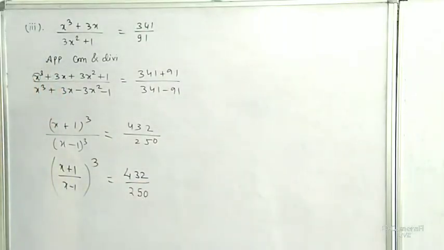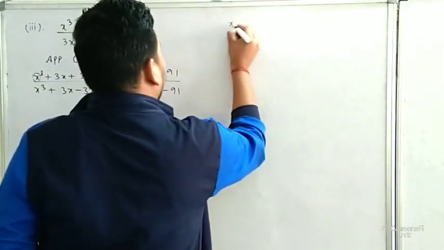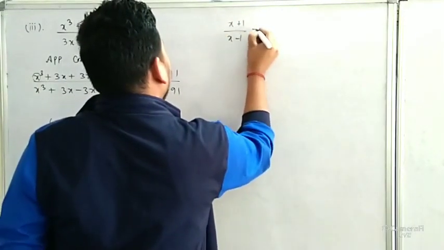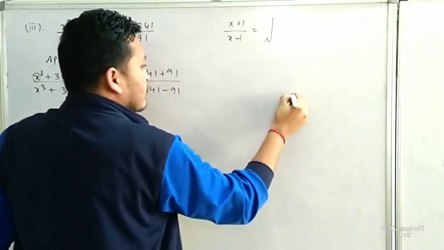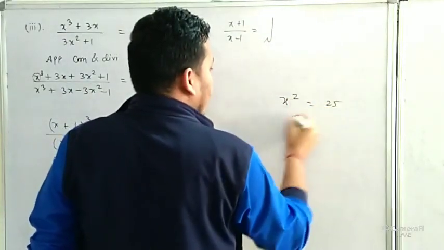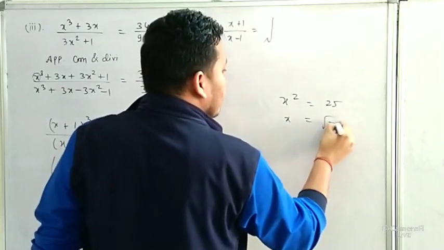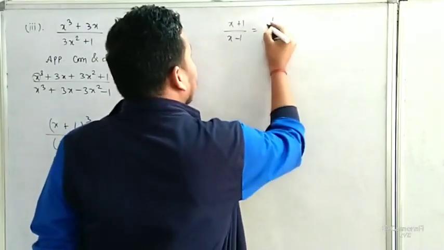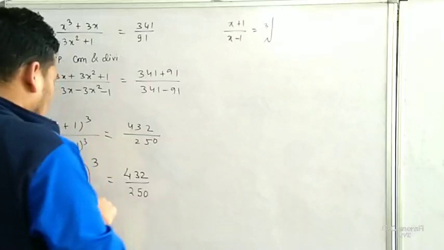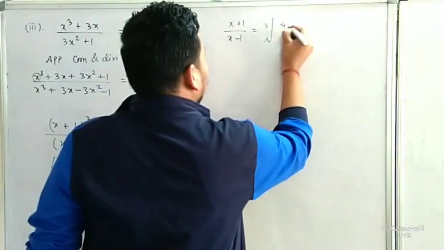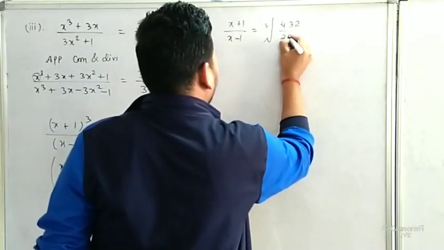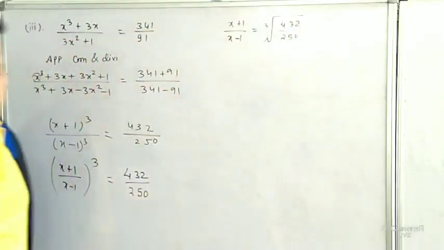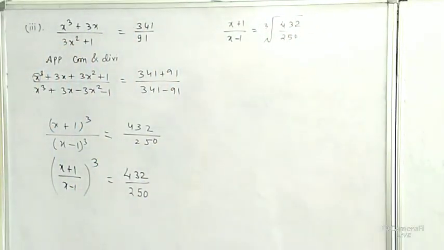432 upon 250. Then x plus 1 upon x minus 1 is equal to, just like x square is equal to 25, then x is equal to root 25. Similarly we can write here the cube root of 432 upon 250. So what is the cube root of 432 and 250? 2 root 3 and 6 root 2. Very good. Sir, if there is no problem, then how to do it?